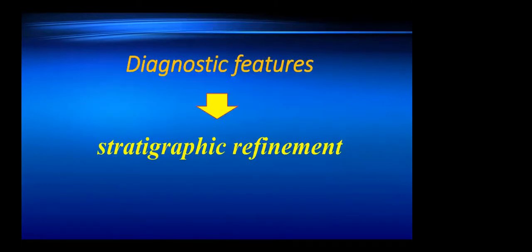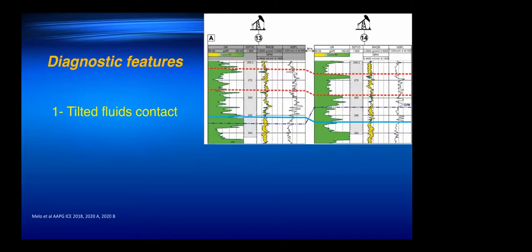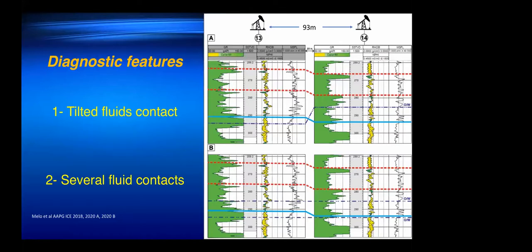Now, we'll see some diagnostic features that indicate the need for stratigraphic refinement to optimize production. These features were observed in several producing oil fields. Tilted oil water contact. Even though it can happen in a particular situation, tilted oil water contact very often results from misinterpretation. In this example, the wells are only 93 meters apart. And the contact, this blue line here, is 10 meters lower in the well at the left. The lower figure shows the stratigraphic refinement of the same interval in which we recognize reservoir zones and two distinct contacts. The occurrence of different contacts helps to identify distinct zones.